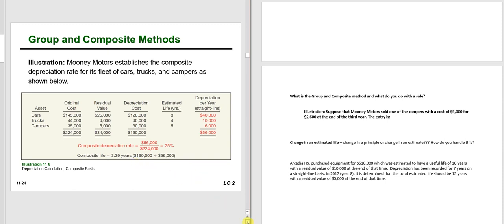The important thing is when you sell a group asset. So if you think about the steps of, let's pretend that this is one asset and I've depreciated it 1 year. So its cost is $145,000 and I have depreciation of $40,000, so my accumulated depreciation is $40,000. So my book value is $145 minus 40, so my book value is $105,000. Okay, so let's assume that I sold it for $120,000.